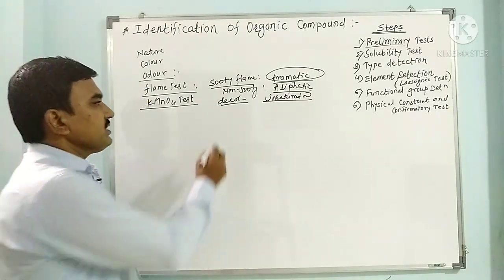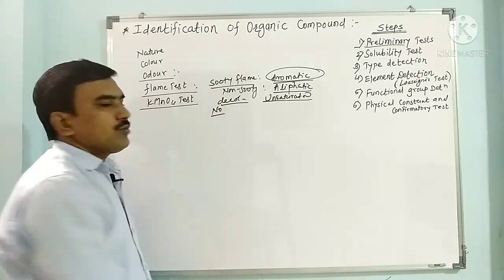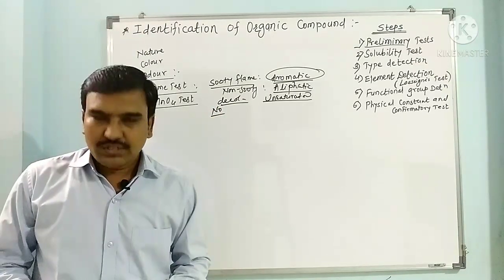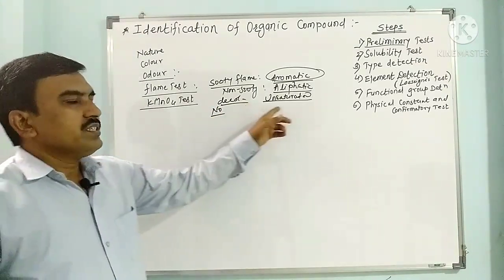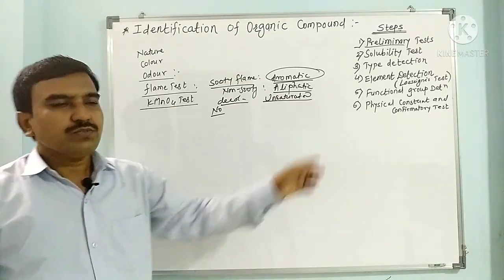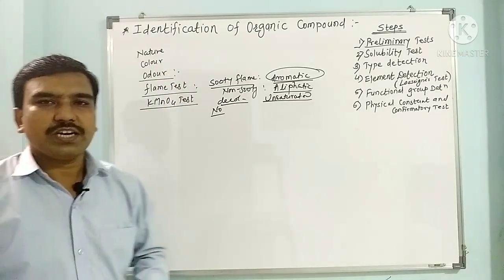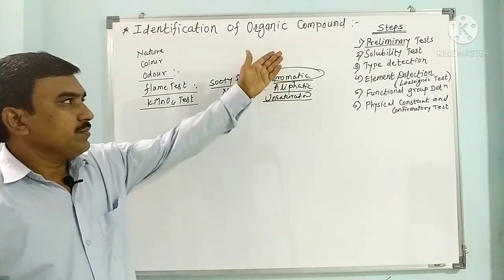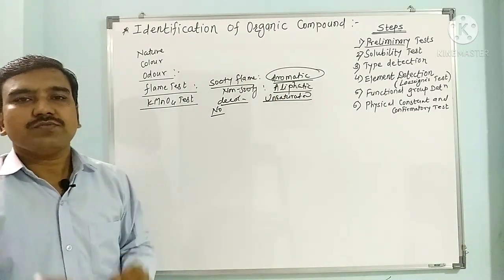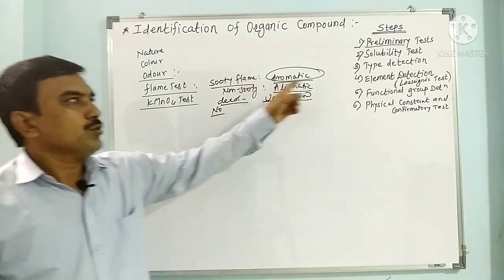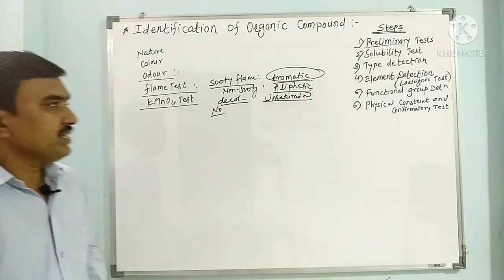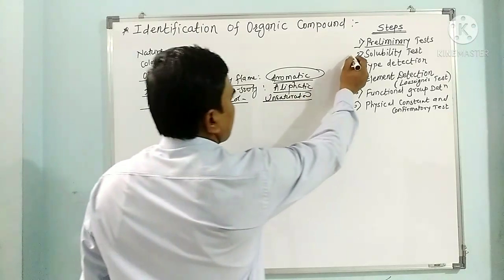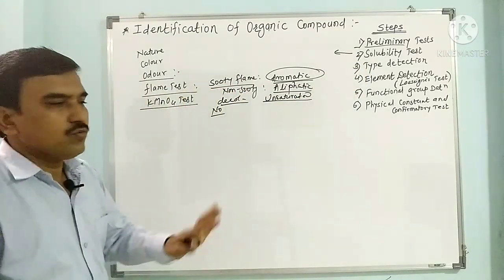If there is no decolorization, the color of the KMnO4 remains the same. So the compound is saturated. So in this way, these are some primary or preliminary observations we can make during the preliminary test. The next very important step is the solubility test. The solubility test we perform using water.